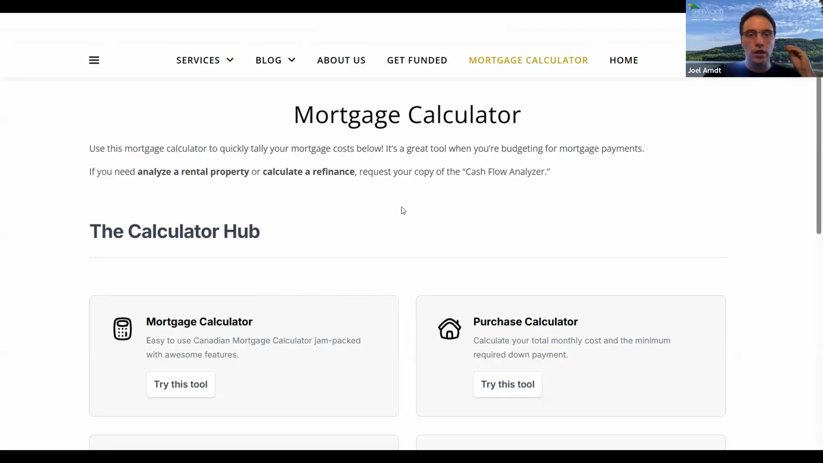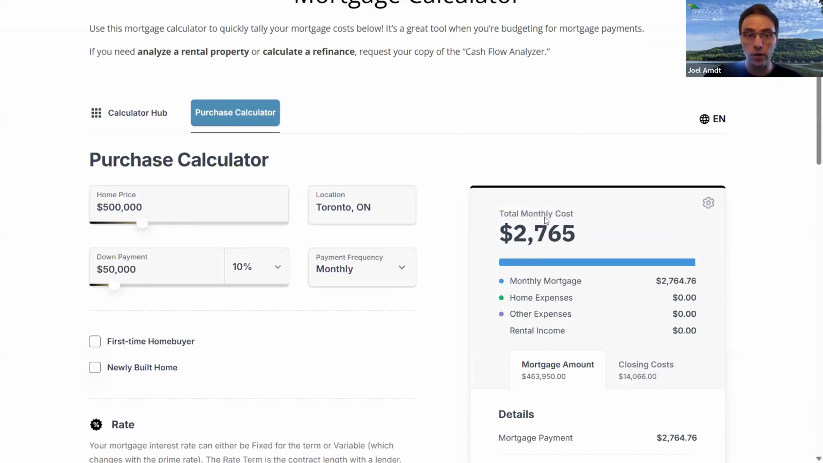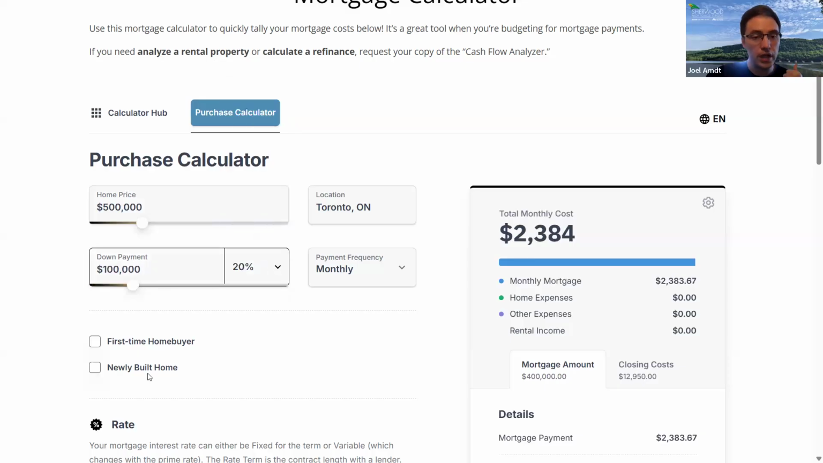So this will start with the purchase calculator. This will probably be the most popular one. Pretty straightforward, to be quite honest. What's the home price? So if it's $500,000, then what's your down payment? You can always say minimum down payment, or you could try for a 20% down payment, or you could put in your own down payment depending on how much funds you have available.